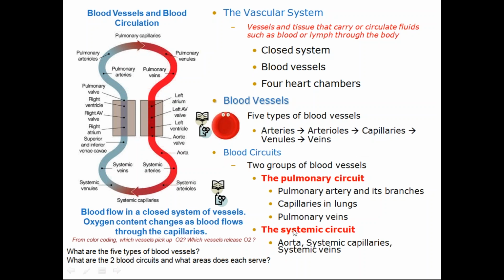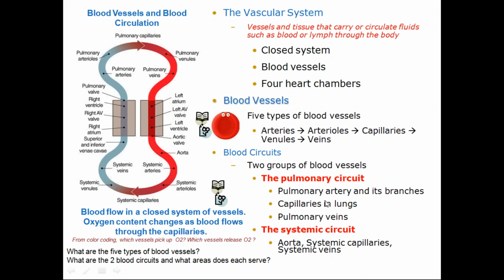Now, we have blood circuits. We have the pulmonary circuit and the systemic circuit. The systemic circuit is the longest circuit, and it starts from the left ventricle. So please, left ventricle starts the systemic circuit, and then it goes to the aorta, then goes to the body. It's going to return to the IVC and end in the right atrium. So the beginning of the systemic circuit is the left ventricle, and the end of the systemic circuit will be the right atrium.